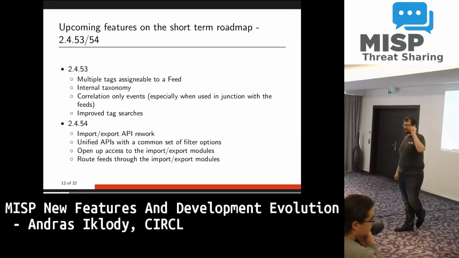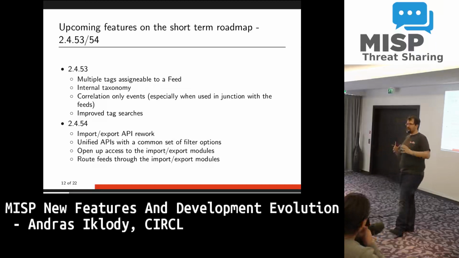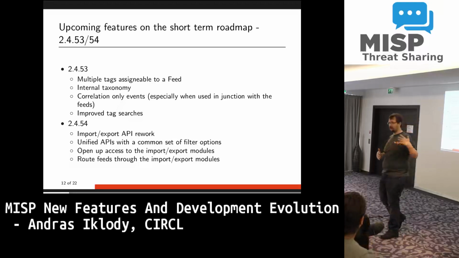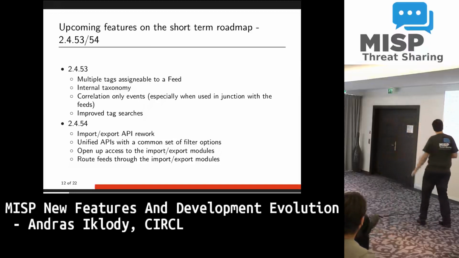So if an event is marked as a correlation-only event, it will be hidden from the index, but it will still correlate. So the idea is that if you pull feed data, you don't necessarily want to distribute that to others because they will probably pull the feed data too, so you will just create duplicates, but you still want the correlations for all your users on your instance. So this is just an idea for that.